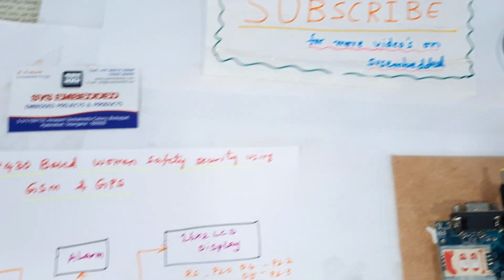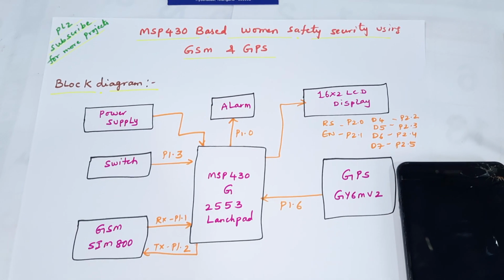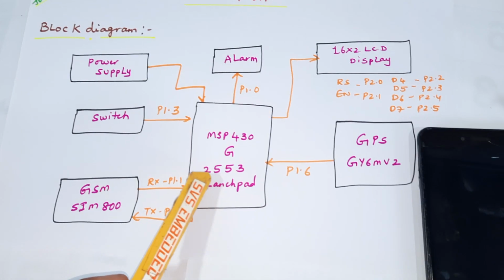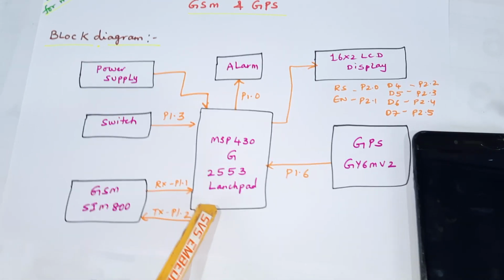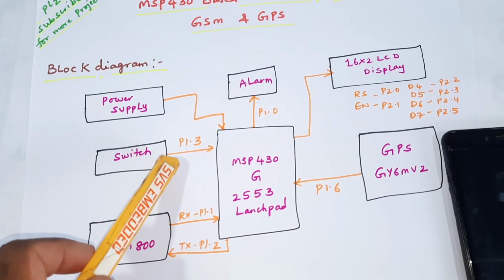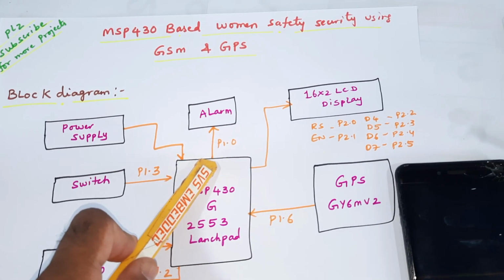The project title is MSP430 based Women Safety Security using GSM and GPS. Here we are using the MSP430 G2553 Launchpad, a Texas Instruments board. One emergency switch button is connected to P1.3. The alarm is connected to P1.0.